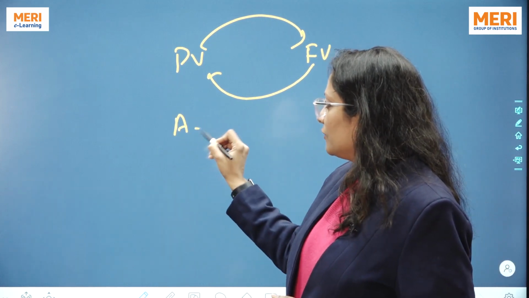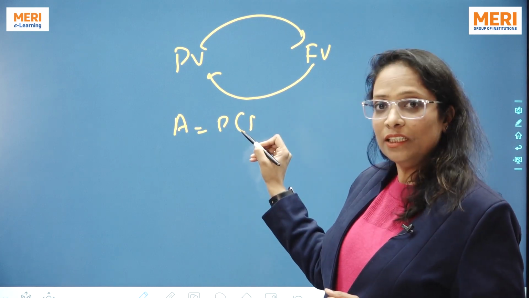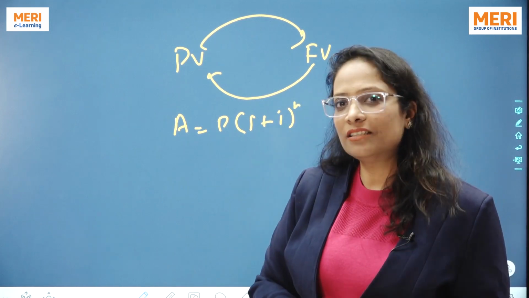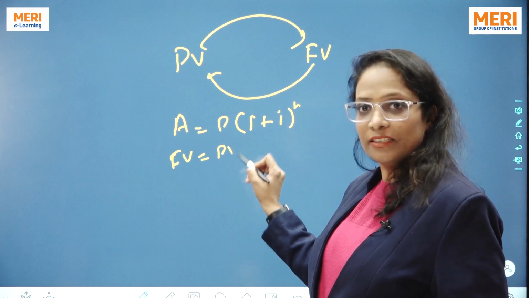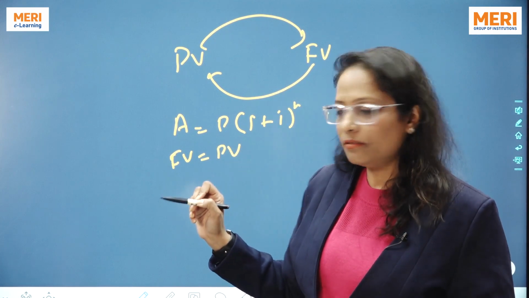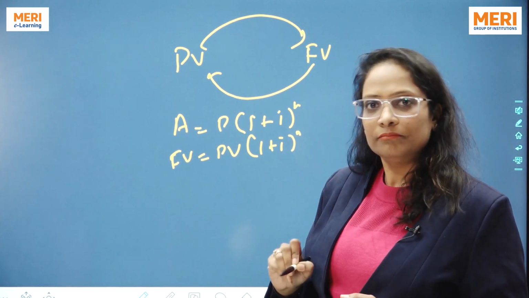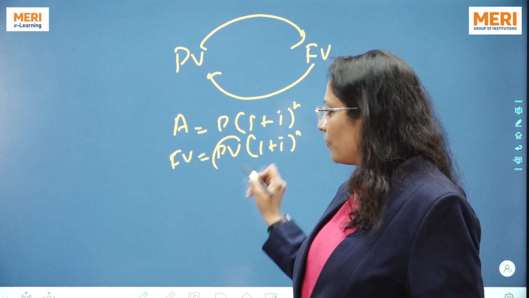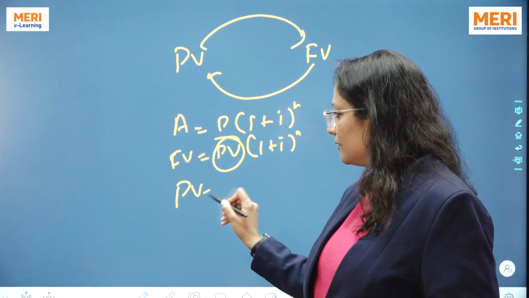We all have done this formula of compound interest. A is equal to P times (1 plus I) raised to the power n, where A is the future amount, that is the future value, P is the present value, I is the rate of interest, and n is the number of years. But as we are moving to the discounting process, I have to find out the present value. So I can write it like this.